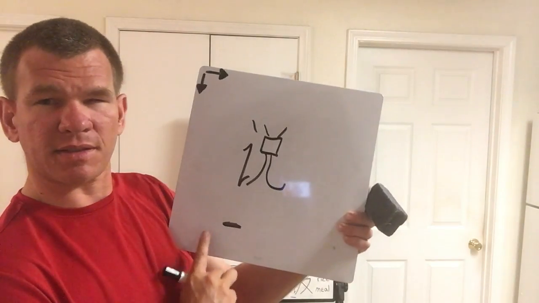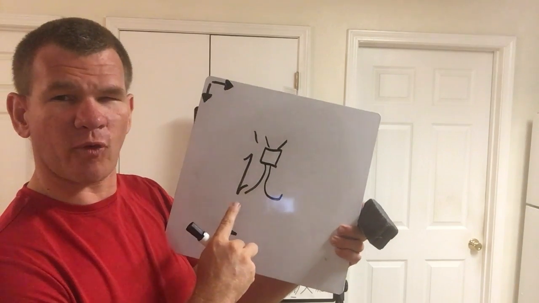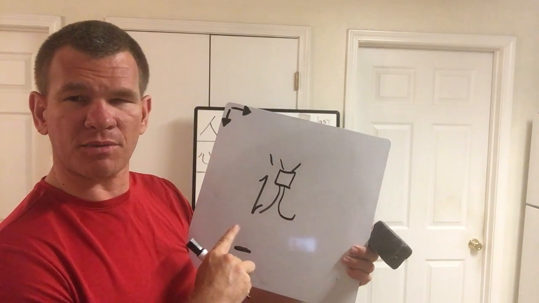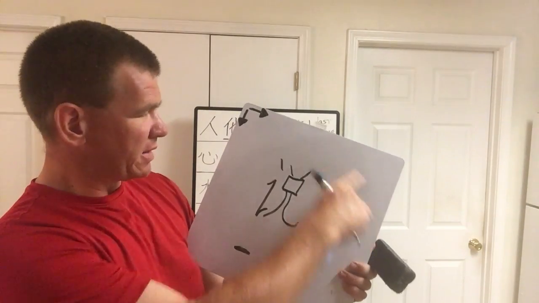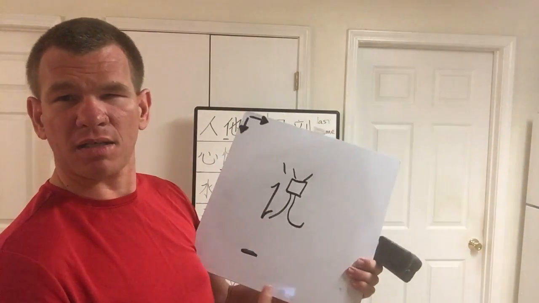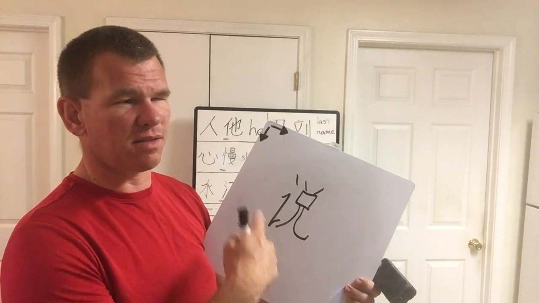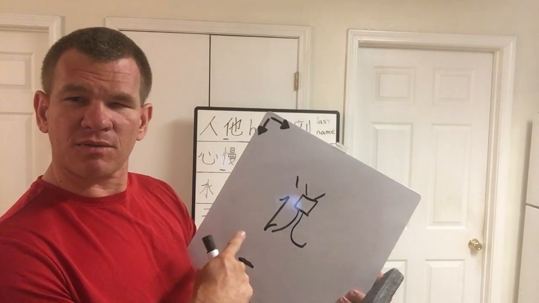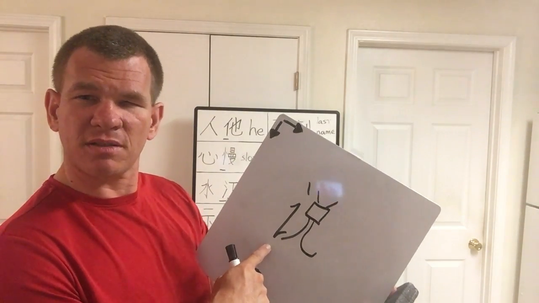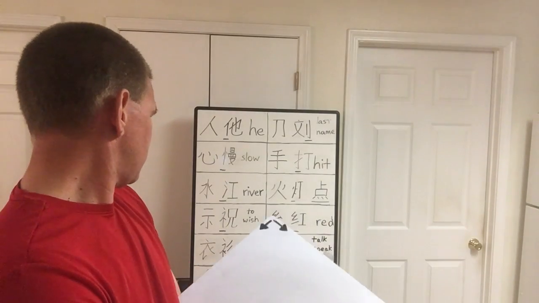So, like I said, it's on the left. This is the radical form for the character that we just did, words or speech. But this together is talk, say, or speak. Yeah, so that kind of fits together with words or speech quite well, doesn't it? Okay, 2 more.